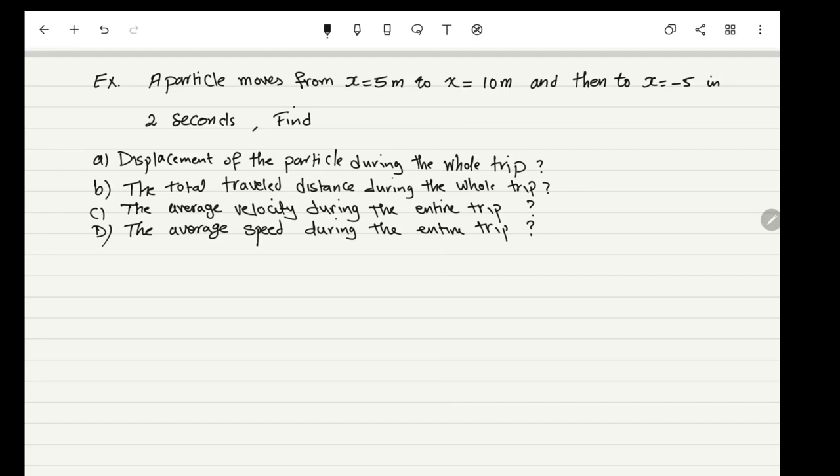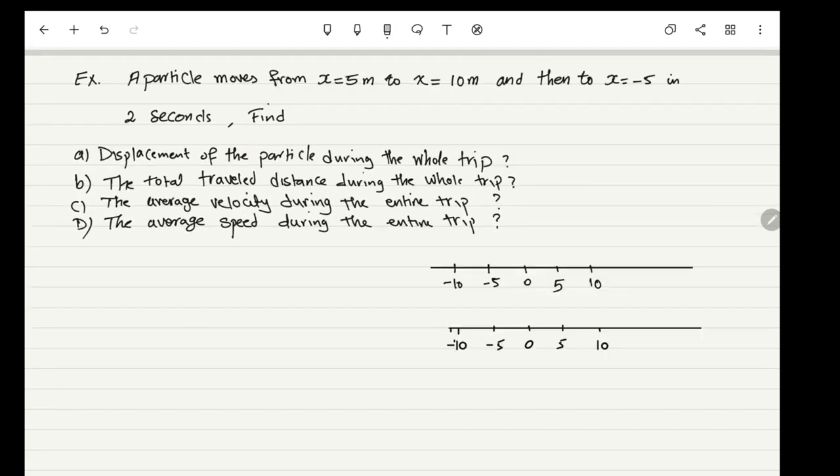Let's have another example here. A particle moves from x equals 5 meters to x equals 10 meters and then to x equals -5 meters in 2 seconds. So the whole trip took 2 seconds. Find the displacement of the particle during the whole trip, the total traveled distance during the whole trip, the average velocity during the entire trip, and the average speed during the entire trip.